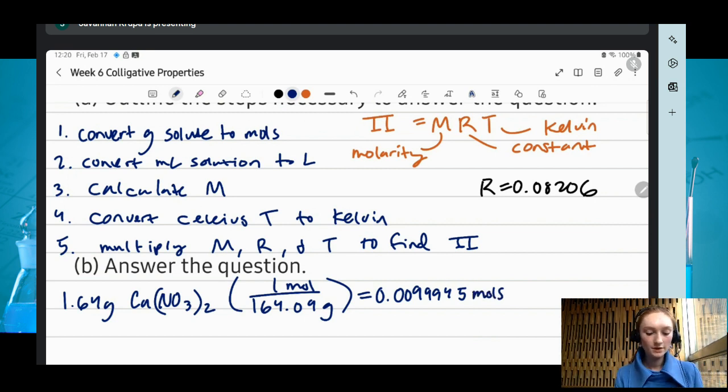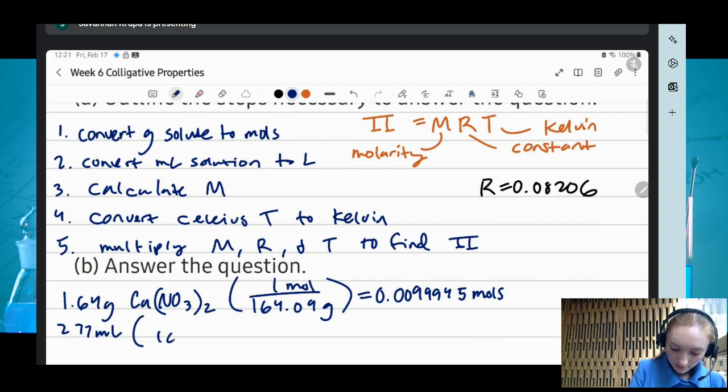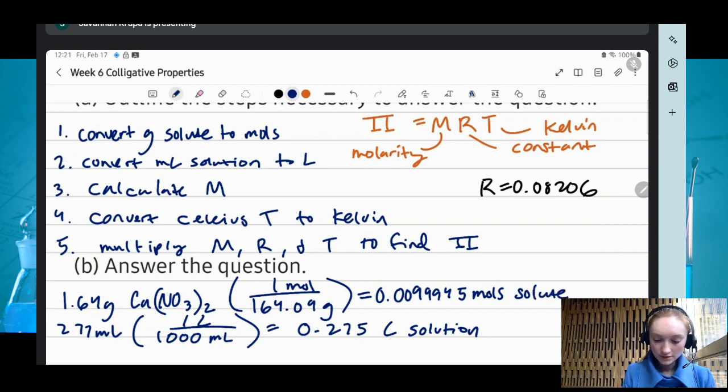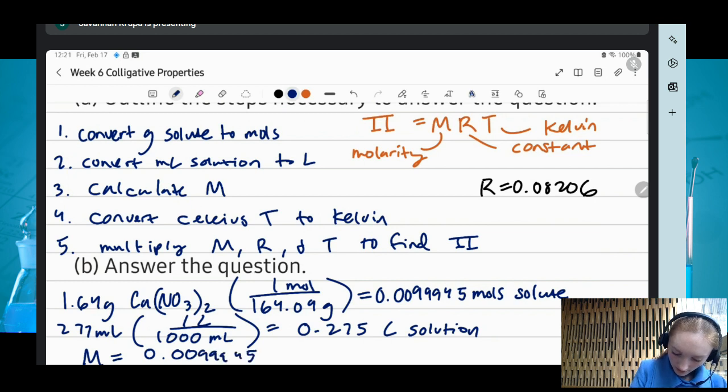And number 2, we need to convert the milliliters of the solution to liters. So we had 275 milliliters in the problem, and we need to divide by 1,000 to convert it into liters, and that'll give us 0.275 liters of solution. So now we can calculate the molarity. So let's divide that. So molarity will equal the moles that we just found divided by the 0.275.